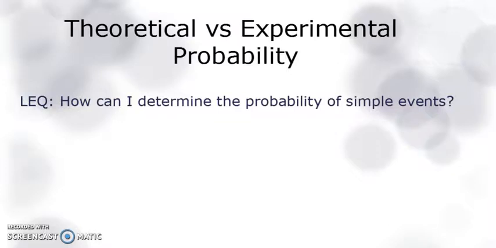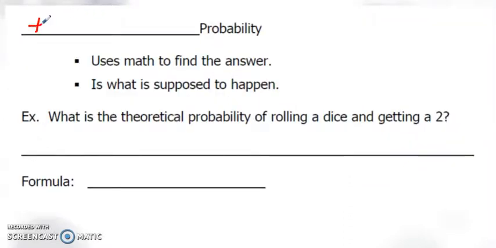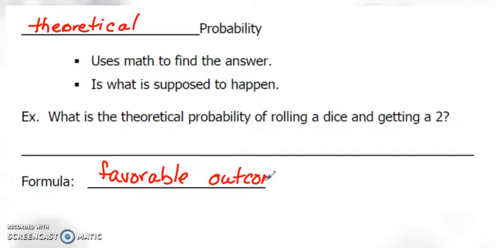Theoretical versus experimental probability. The first type of probability that we are going to talk about today is theoretical. Theoretical is, this is what should happen. In theory, using all of the math, this is what is supposed to happen. And we use the formula, favorable outcomes, and we compare it with our total outcomes.